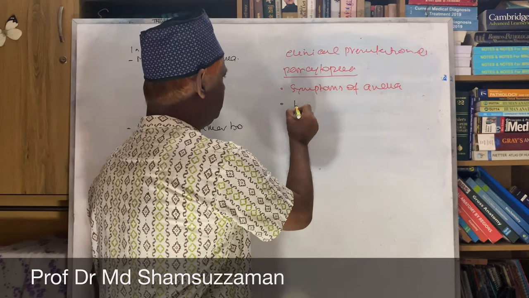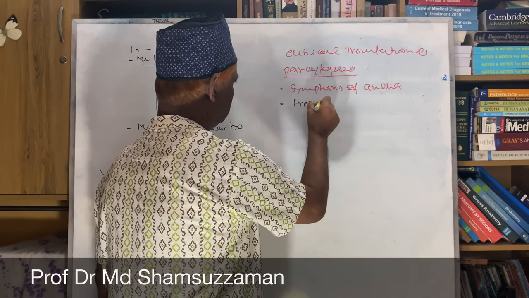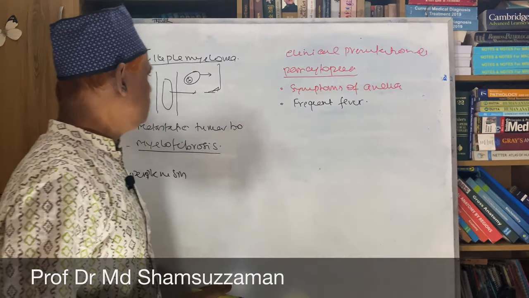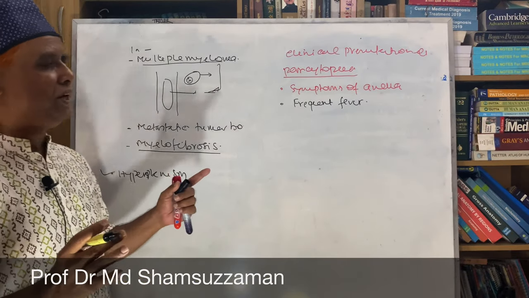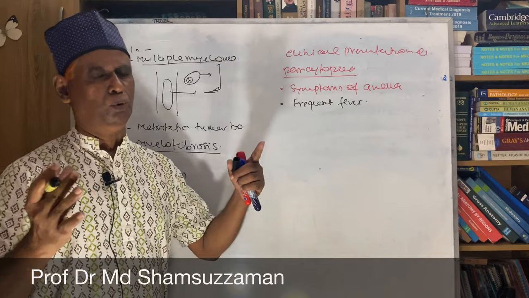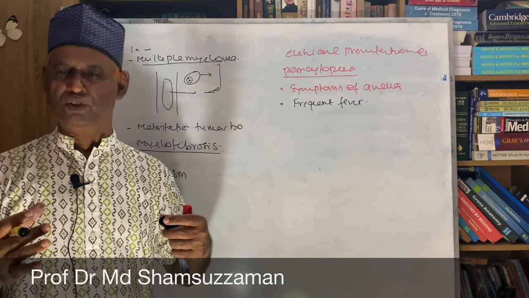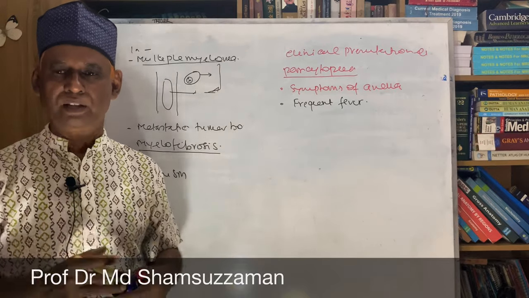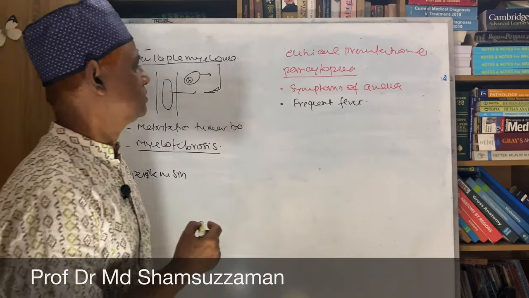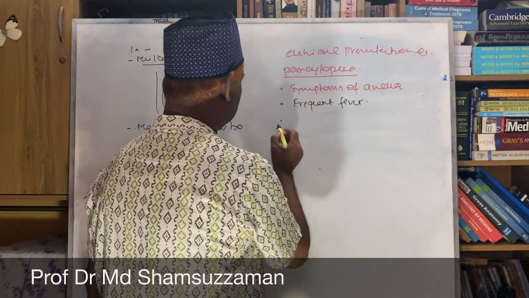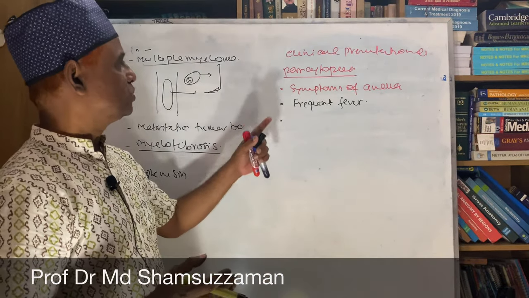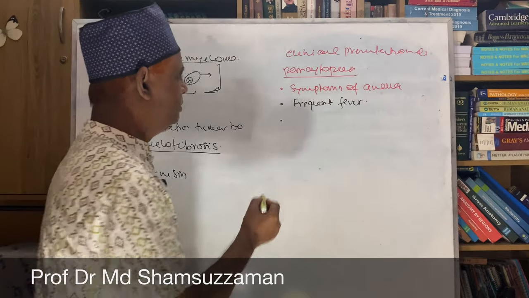So, frequent fever, and usually we have seen if anti-cancer drug is given to a patient and it leads to pancytopenia, there will be leukopenia and the patient develops oral ulcerations. As there is decreased platelet, there is thrombocytopenia. So in pancytopenia, there are bleeding manifestations.